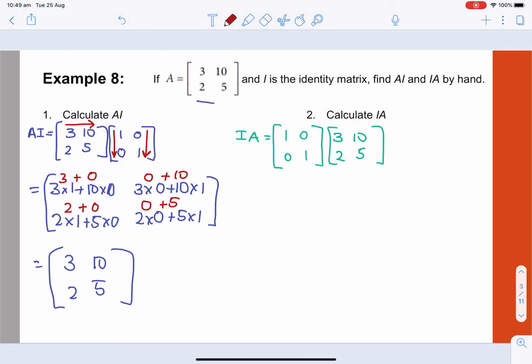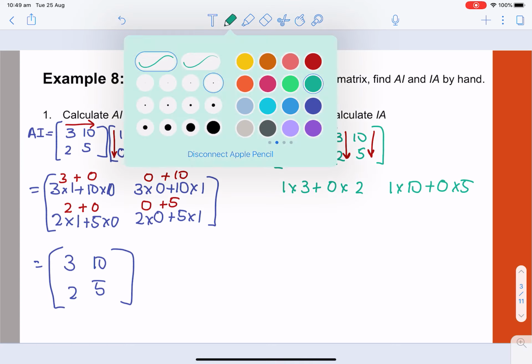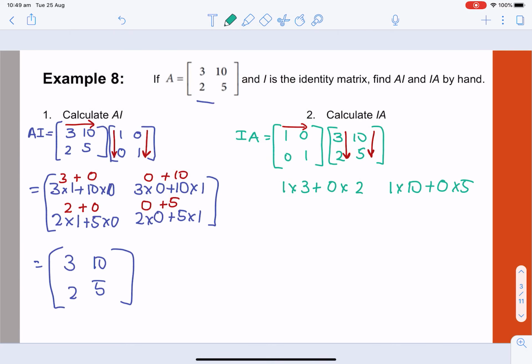Now again, going across the top and then down that first column, we're doing 1 times 3 plus 0 times 2. Then we do 1 times 10 plus 0 times 5. So I'm now going down that second column, still using the same top row. And then the second line I'm using the bottom row, which is 0 times 3 plus 1 times 2, and 0 times 10 plus 1 times 5.